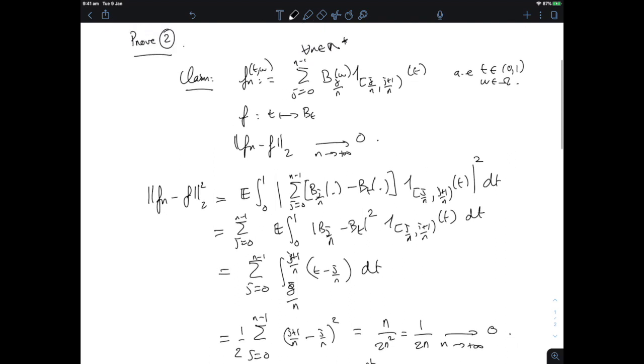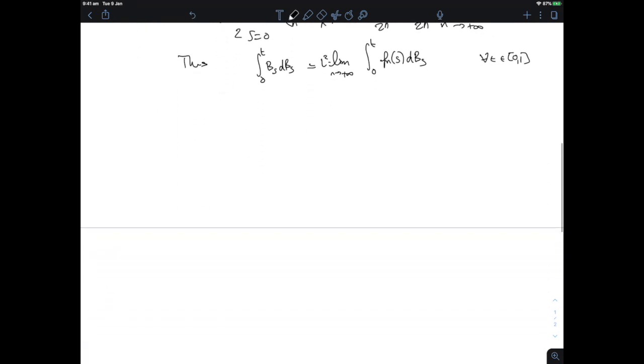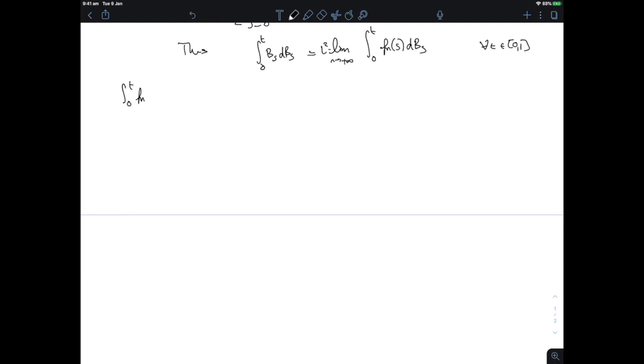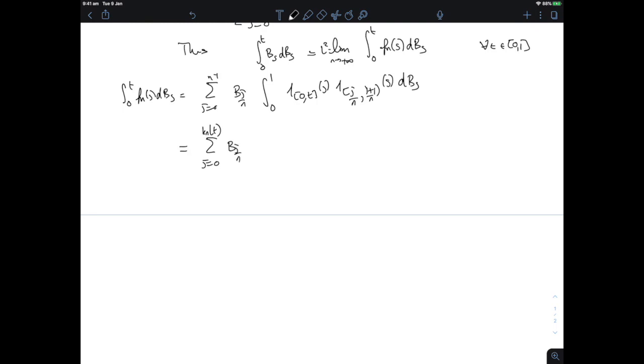So our definition of f_n is here, right? It's this left rectangle approximation. So I know precisely what this integral is, right? What is the integral from 0 to t of f_n(s) db_s? It is the sum, j equals 0 to n minus 1, of b_{j/n} times the integral from 0 to 1 of the indicator function of [0,t] of s times the indicator function of [j/n, (j+1)/n] of s db_s. Now, whenever t is below j/n, I'm really integrating 0. So what I have here is the sum, j equals 0 up to some point k_n(t), of my b_{j/n} times (b_{(j+1)/n} minus b_{j/n}).